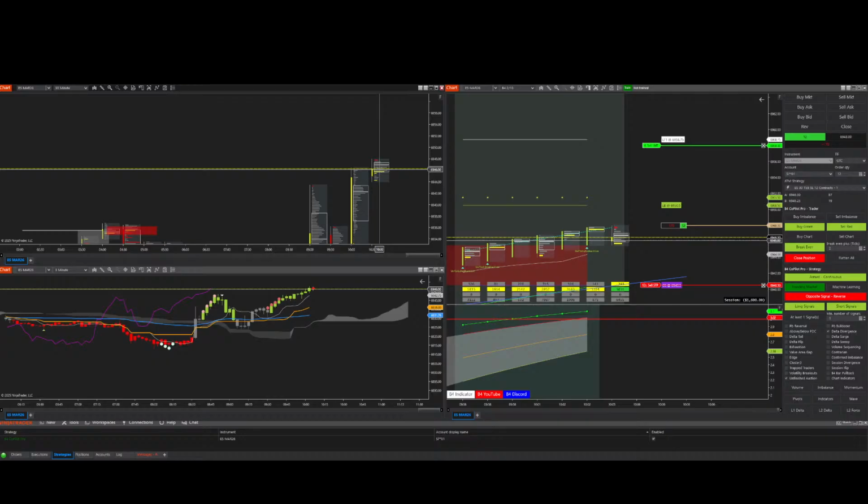So I'm going to guard it because it may pull back here. And I don't want it to take me $3,000 down. No recourse.